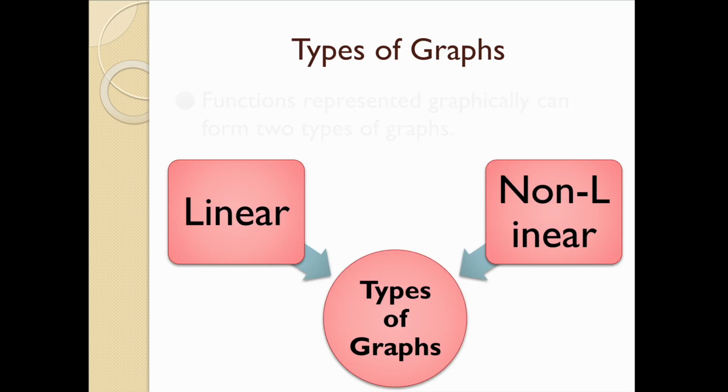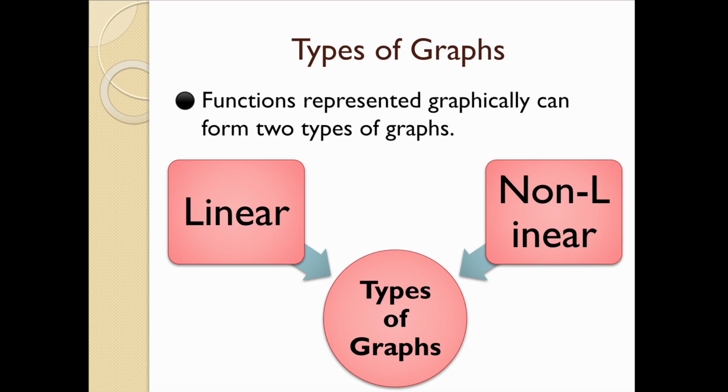All right, so the types of graphs. Functions, when they come together, can be represented graphically and form two types of graphs. There are many ways to represent functions. One of the ways would be a graphical representation. So you have arrow diagrams, algebraically, graphically, and as a set of ordered pairs.